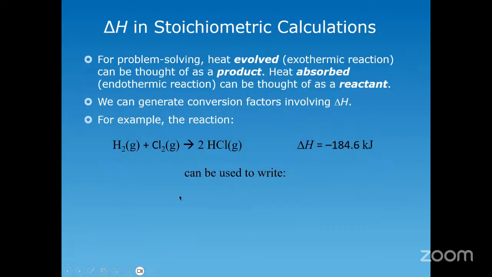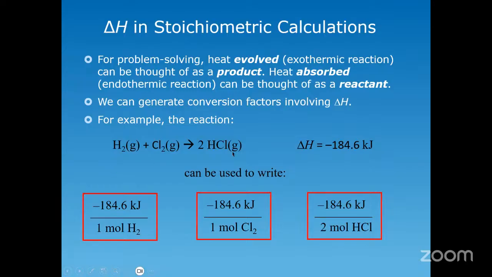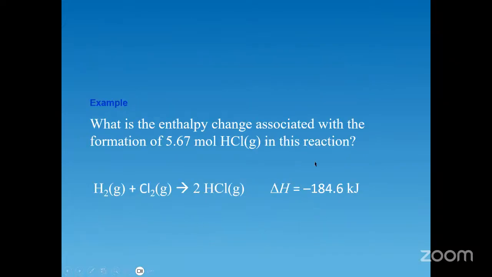So therefore, we can write down some relationships between different substances and the value here. For example, the relationship between the hydrogen and the delta H value can be written like this. We can also write this for the relationship between delta H and chlorine, and between delta H and HCl. So you can use these conversion factors to do certain calculations, depending on what you're given. In fact, there is actually an example based on that.